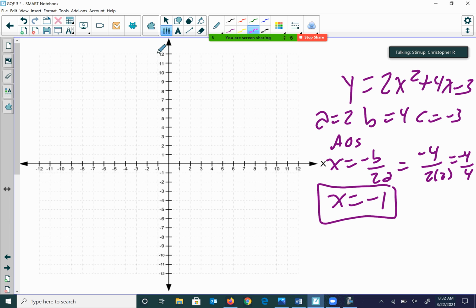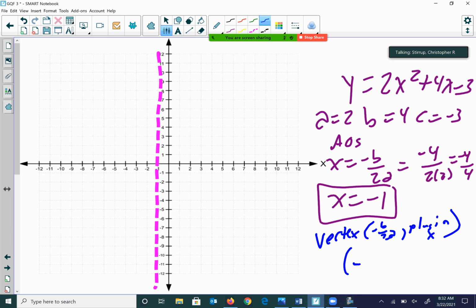So that negative 1, there's my axis of symmetry. Again, my vertex lives someplace on there. I can fold over on top of it. So let's get to the vertex. Again, the vertex is negative b over 2a. Plug in to x.